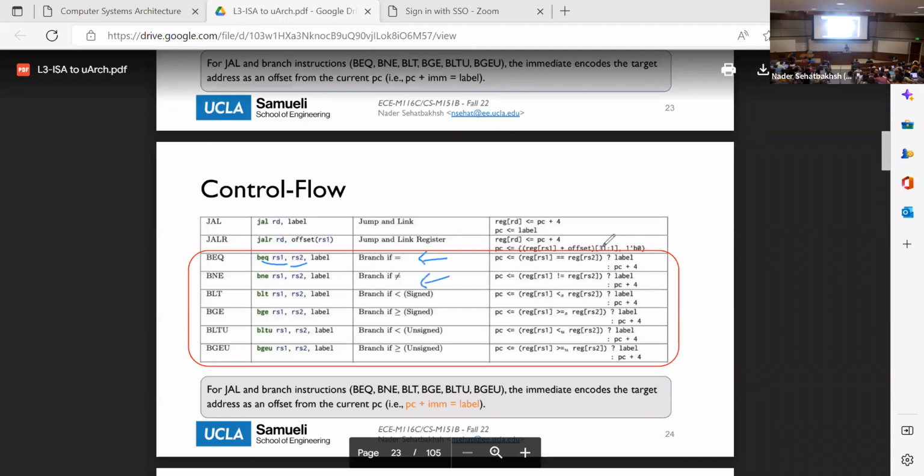And what happens here is that, as you can see, the difference between branch and jump is that, first of all, there is no linking.